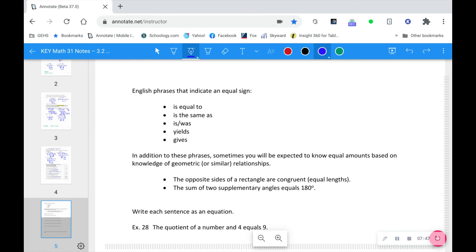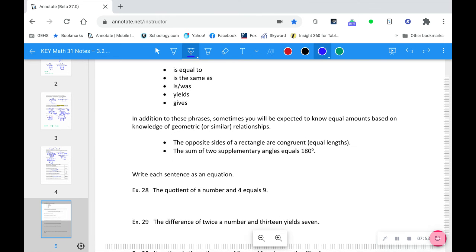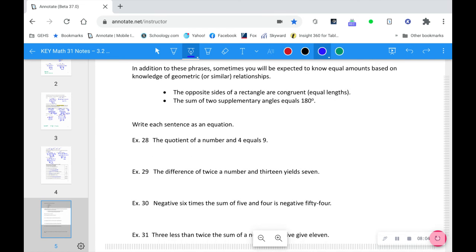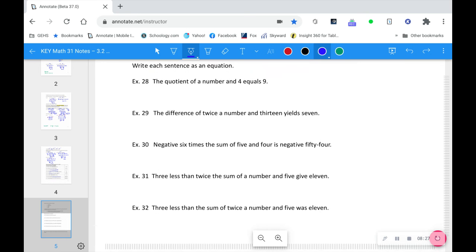All right, English phrases that indicate an equal sign. Is equal to, is the same as, often it'll be the verb is, or its past tense, was. Yields or gives, both indicate equal signs. In addition, sometimes you're expected to know that certain quantities are equal. So for instance, in a rectangle, the opposite sides are equal length, and you're just expected to know that. Or you might have some vocabulary that comes into play. The word supplementary means that you're expecting the angles to equal 180 when they're added up.